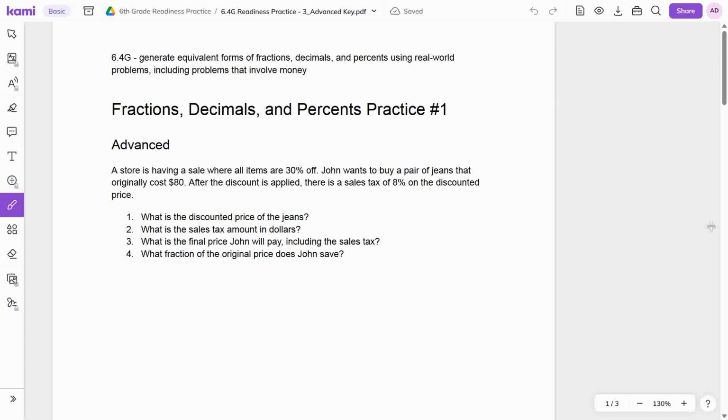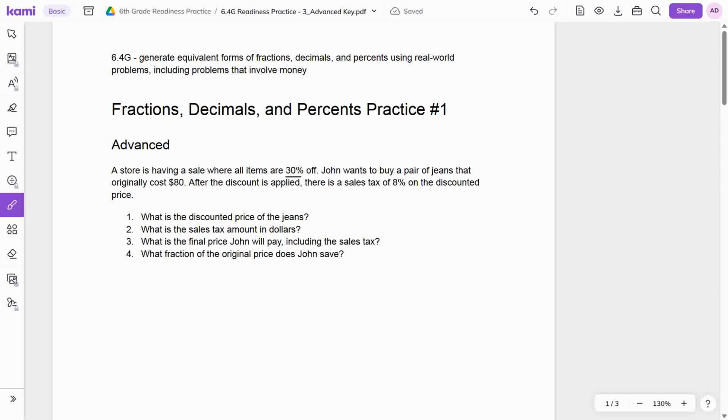So we have a store having a sale, 30% off. We're looking at jeans that originally cost 80 bucks. And there's some sales tax we're going to have to calculate, but first, let's figure out what is the discounted price of the jeans. All right, so 30% of $80.